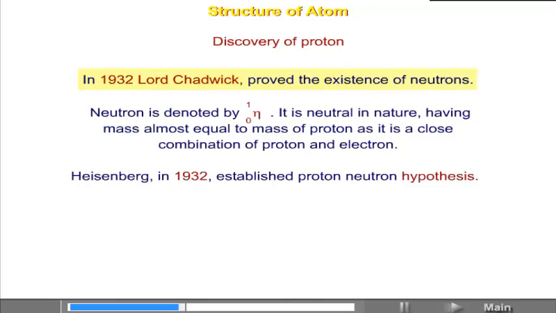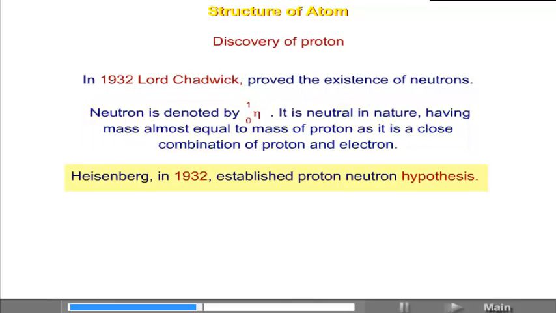In 1932, Chadwick proved the existence of neutron. Neutron is denoted by 0n1. It is neutral in nature, having mass almost equal to mass of proton, as it is a close combination of proton and electron.